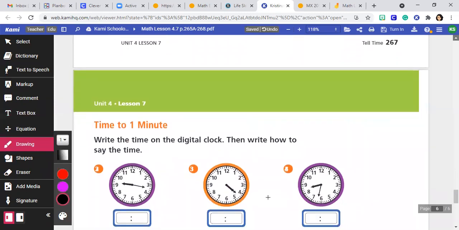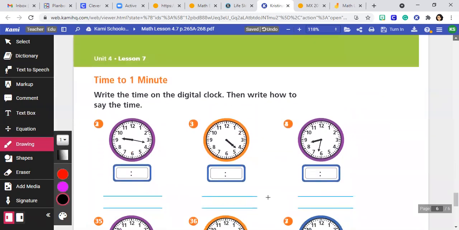Let's move right along with the lesson here. Don't forget, you can pause anytime and go back. Now we're going to look at the 1 minute. So we know where the 5s are, so we can skip count by 5s and then count by 1s to nail it down to know the exact time down to the minute. You're going to write the time on the digital clock, then write how to say the time.